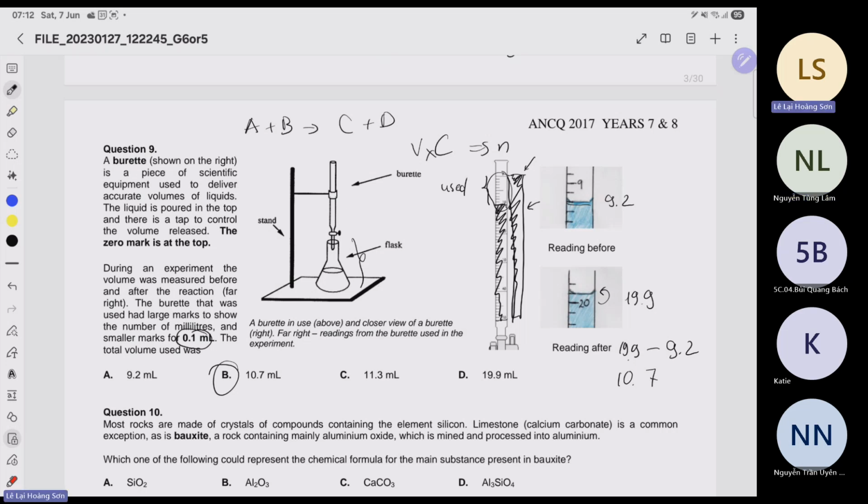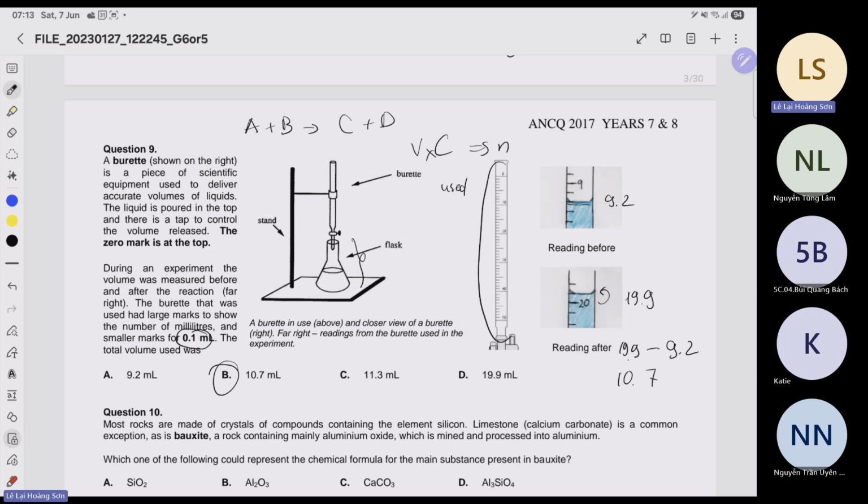Question. Yes. The reading before Y is 9.2. I think it would be 8.8. Oh, okay. The way that the burette works is that the lower you go, the higher the value is. You see, the number 0 is at the top, and the number 10 is just below 0, and so on and so forth. So the lower you go, the higher the value will be, and the higher you go, the lower the value will be. Okay. All right. Good.